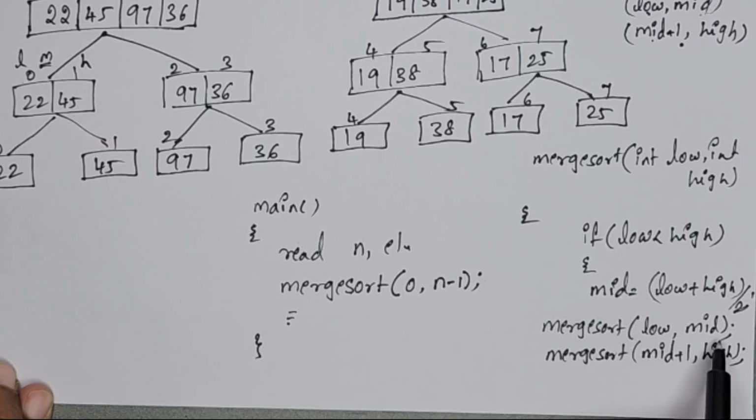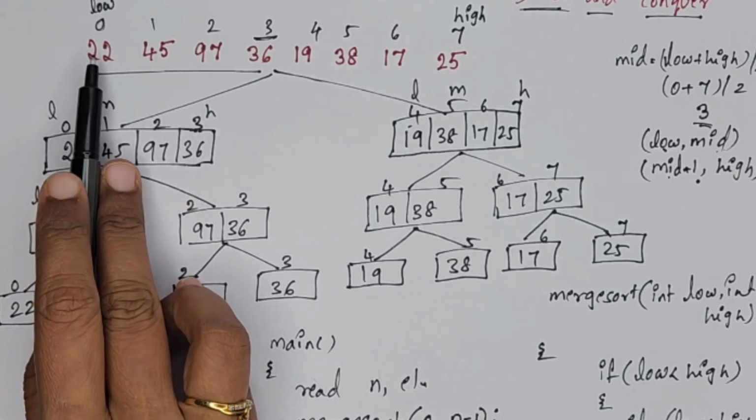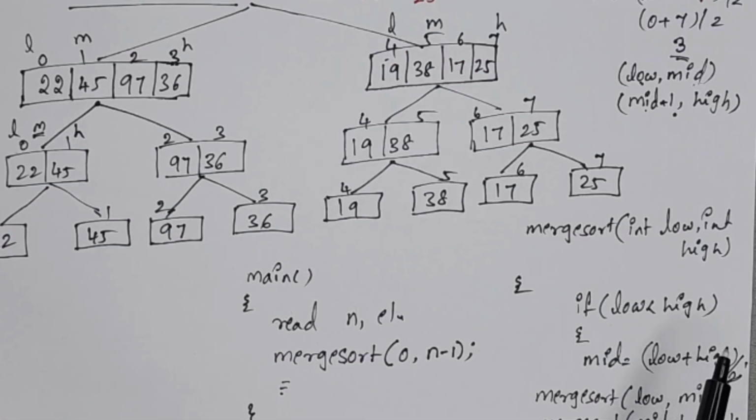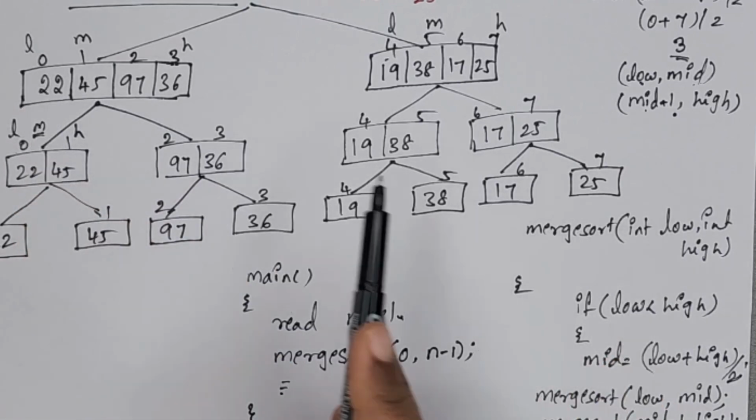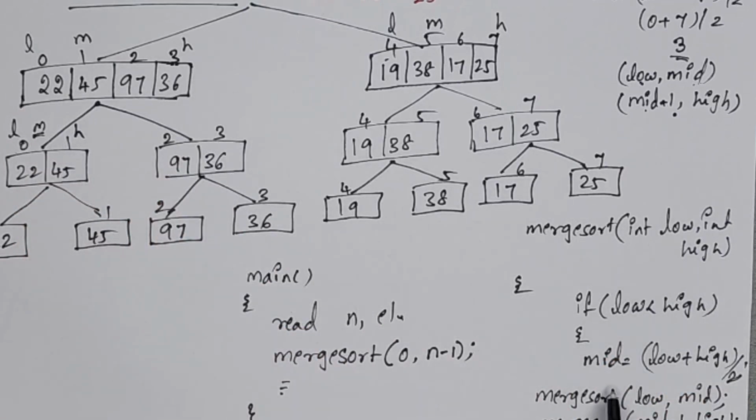See, merge sort of low to mid. If we take the same example, here the low value is 0 and the mid value is 3. So merge sort of 0 to 3: 0 will be assigned to low and 3 will be assigned to high. Again it will calculate mid, and repeatedly it will perform this task until low is less than high. Once low is equal to high, it will simply exit. Like this, using recursion, we can easily write the code.